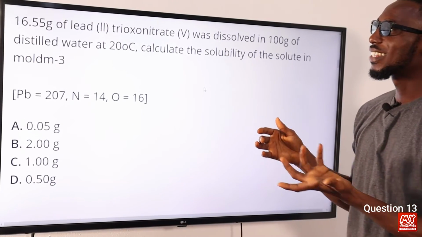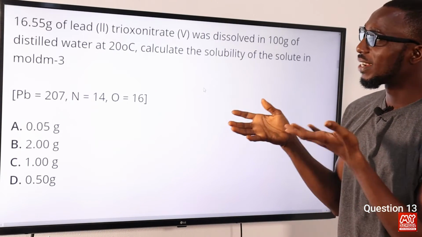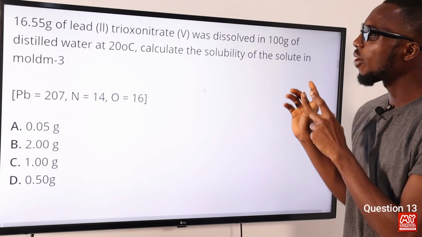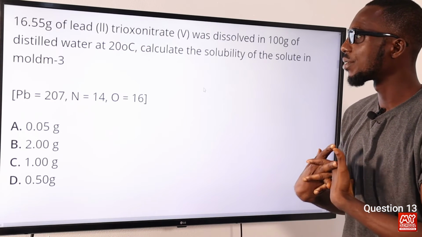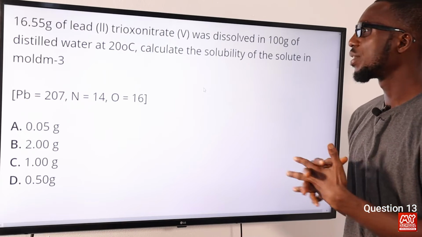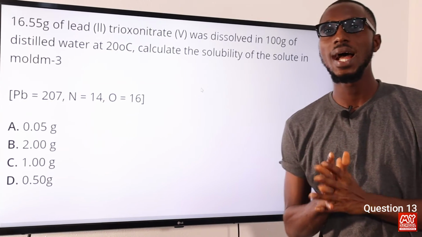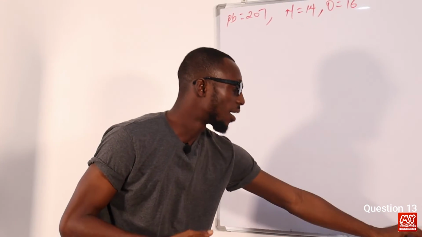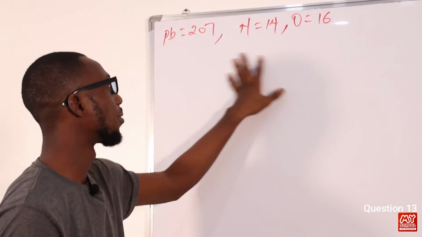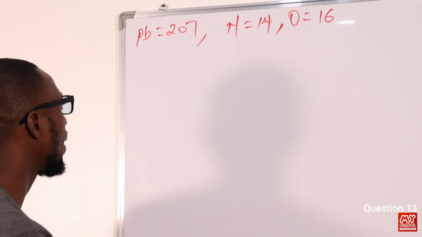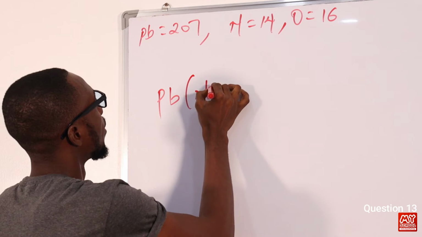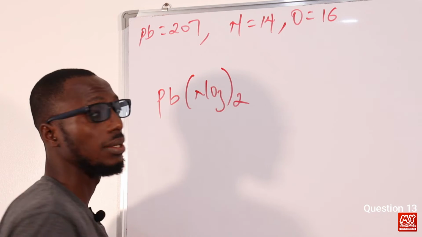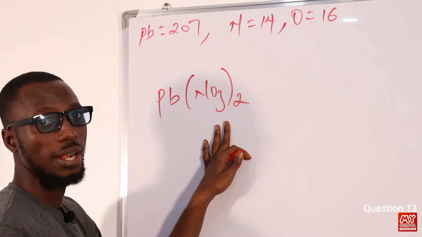Question 13. 16.55 grams of lead(II) nitrate was dissolved in 100 grams of distilled water at 20 degrees Celsius. Calculate the solubility of the solute in mole per dm cube. So at first we have to get the molar mass of this. But first just remember this, we have Pb, right? This is lead(II) nitrate. This is the formula for it.